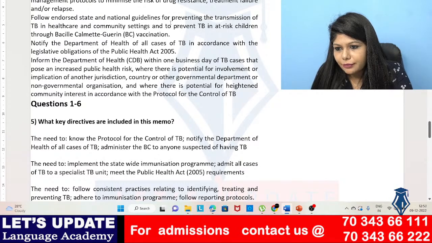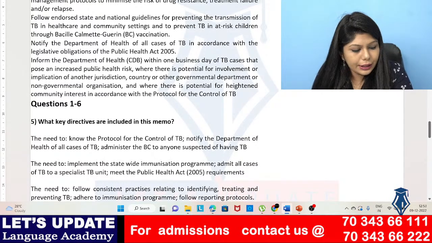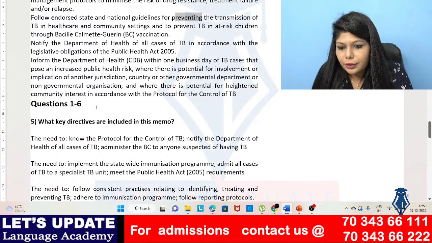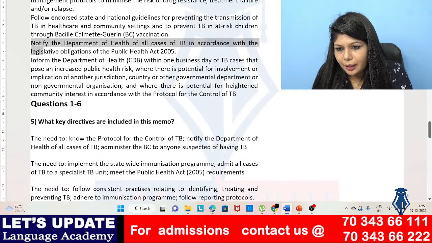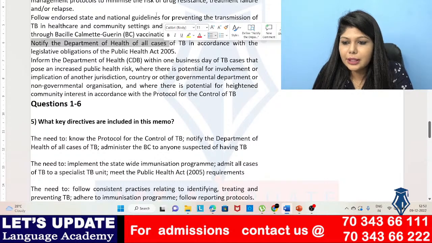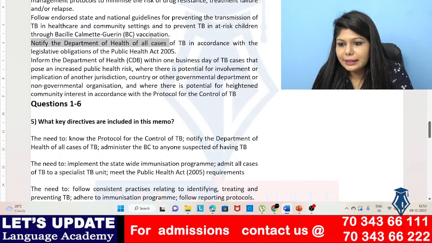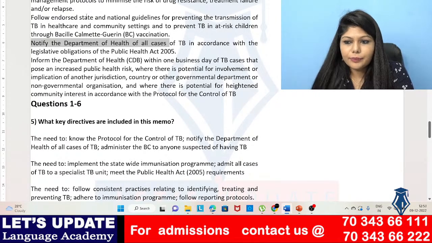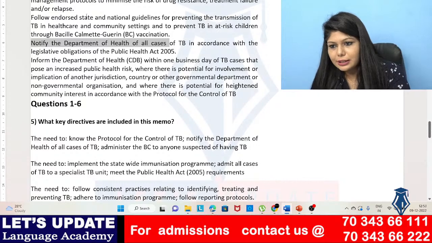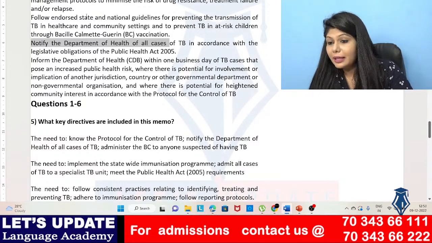So here, prevention is mentioned, and also reporting of all cases, that is, notify the Department of Health of all cases. So it comes in these sections of the text, from implementation onwards. All that information is mentioned, same as option C.